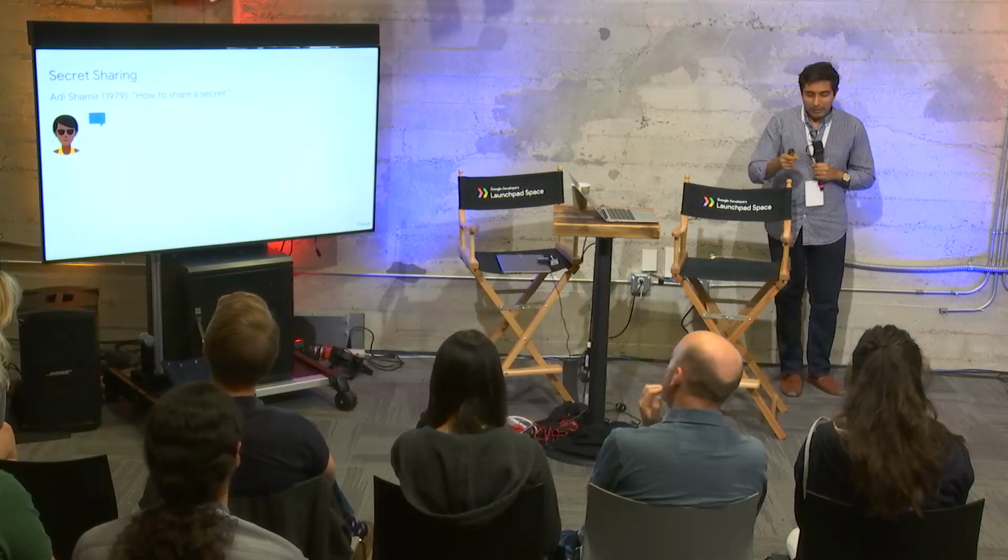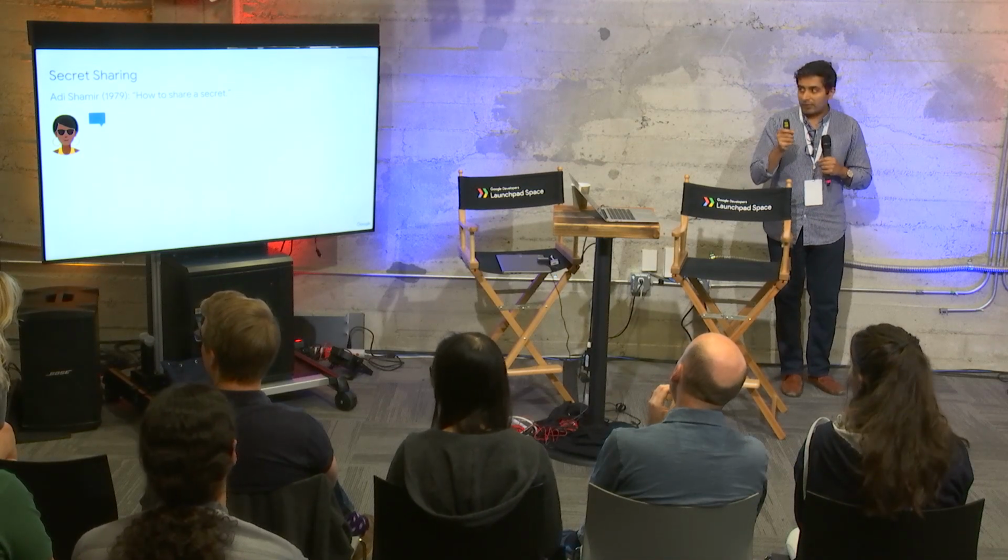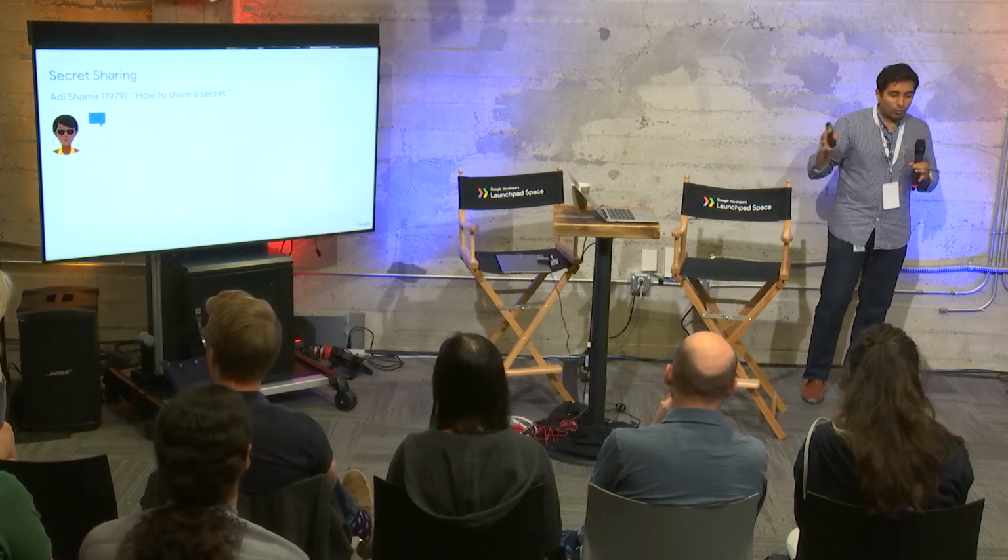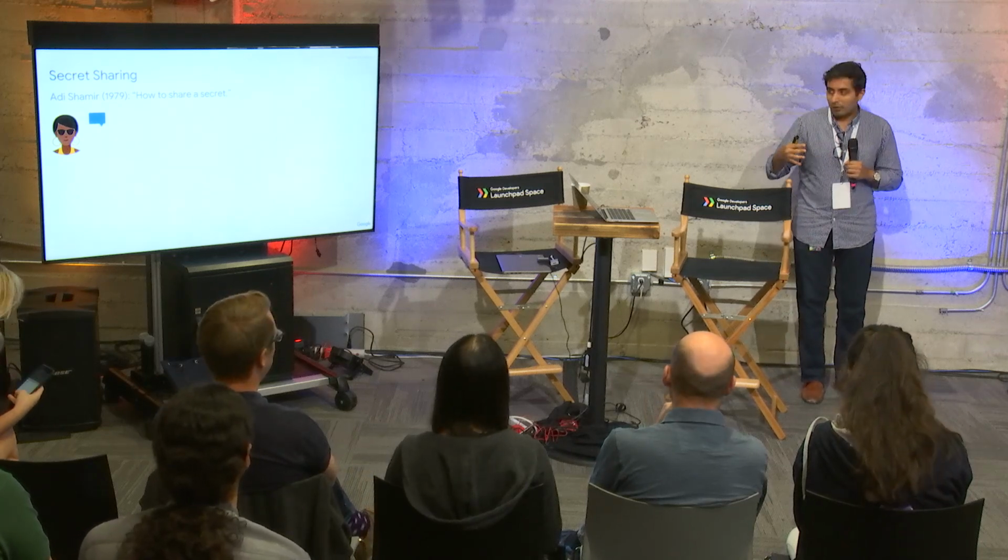It was published in 1979 and it's used widely in cryptography. Adi Shamir, by the way, also won the Turing Award for his work in cryptography, and he's the S in RSA. So it's a pretty nice idea. The idea is as follows. Imagine you have a secret here. I don't care what purpose you want to use the secret for, but you have a secret.